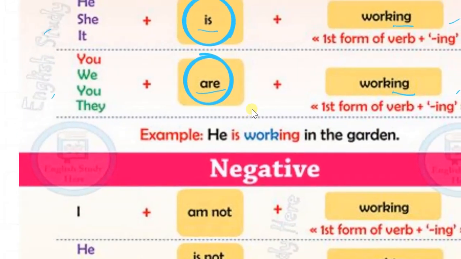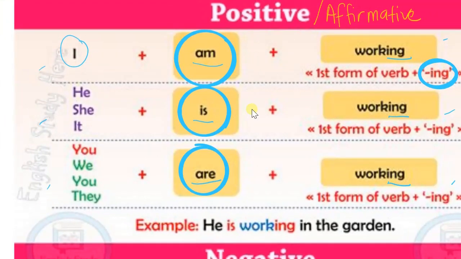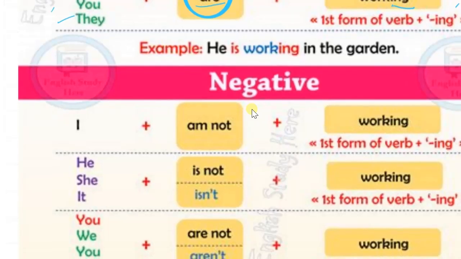Let's look at the example. He is working in the garden. I am working in the garden. They are working in the garden. See? That's how you construct an affirmative present continuous tense.